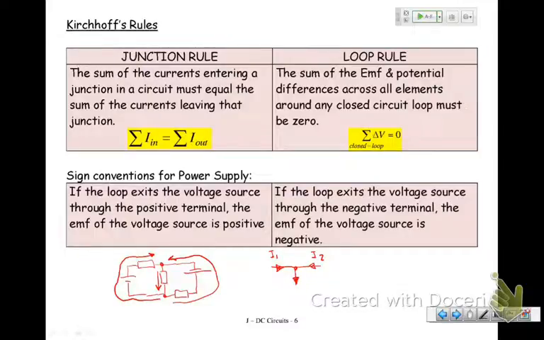Now, can you see how my previous naming system is falling apart? Because before, I1 was the current through the 1 ohm resistor, and I2 was the current through the 2 ohm resistor, and I3 was the current through the 3 ohm resistor. And that's no longer convenient.